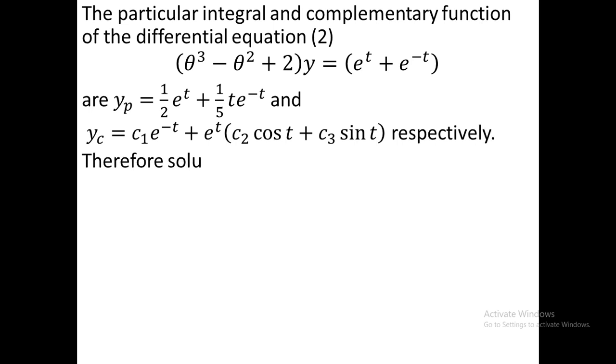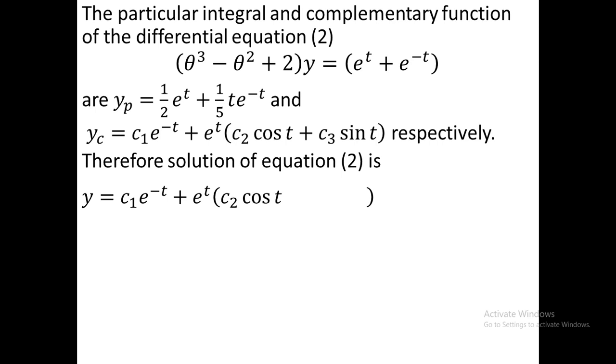Therefore the solution of equation 2 will be, we know that y equals yc plus yp, here yc equals c1 e to the power t plus e to the power t into c2 cos t, and this is the result yc, so I write it down here, and this is the particular integral. Therefore this is the complete solution of equation 2, but we have to find the solution of the given differential equation. In the main differential equation, the independent variable was x, but here it is t, so I have to change the equation in t.